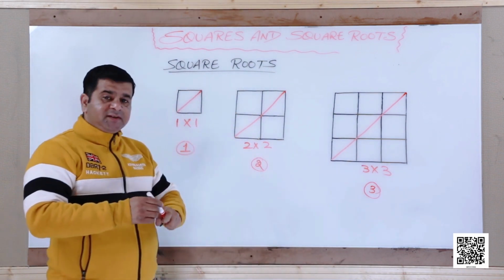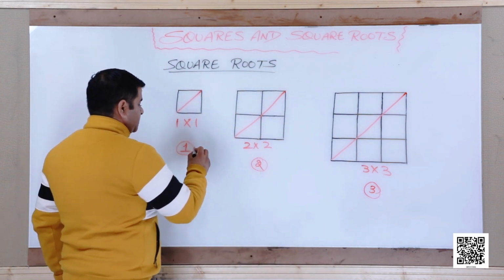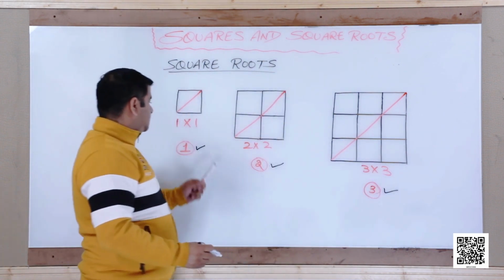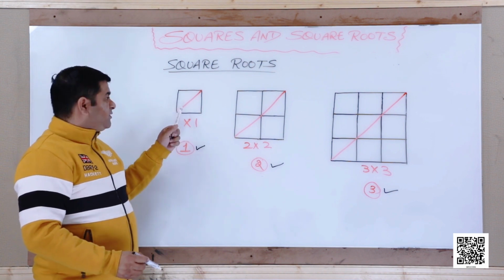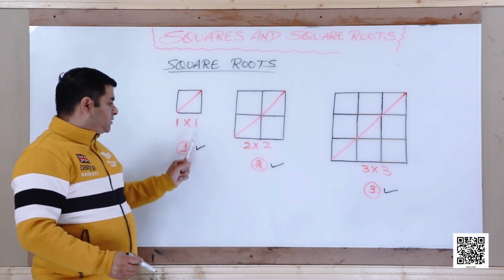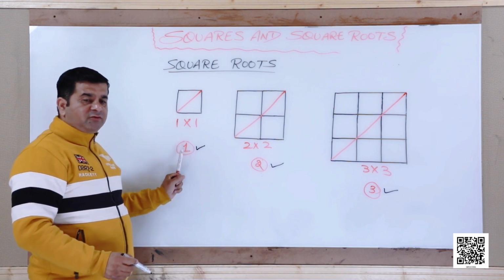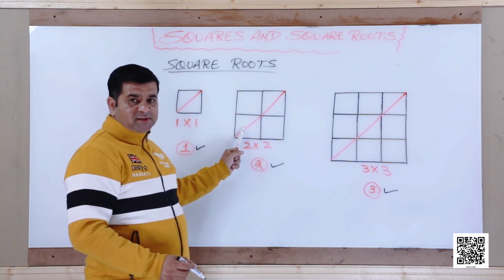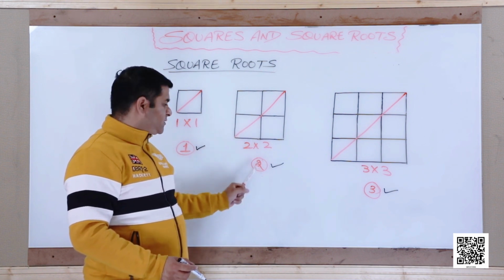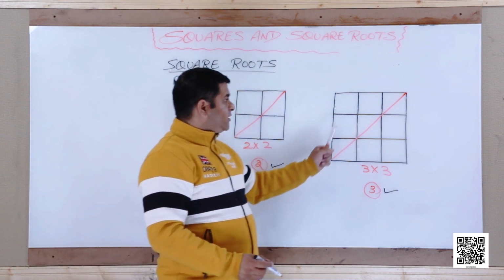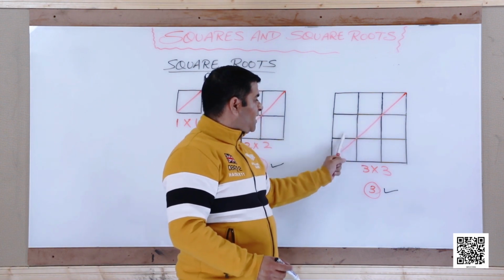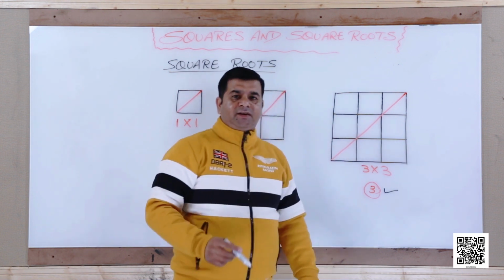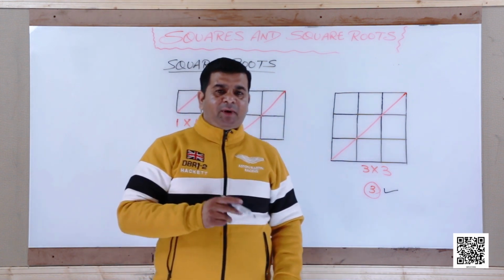So students, these numbers that I have circled are representing the square roots. For a number which is represented by this 1 square, the square root is 1. For 4 squares, the square root is 2. If we have 3 by 3, that is 9 squares, then the square root is 3. Now let's study a little bit more about square roots.